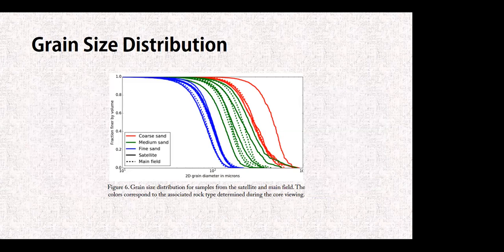After that, we have grain size distribution for samples, the satellite and the main field. The colors correspond to associated rock type determined during the core view. So we can see coarse sand has more grain diameter than the fine sand.